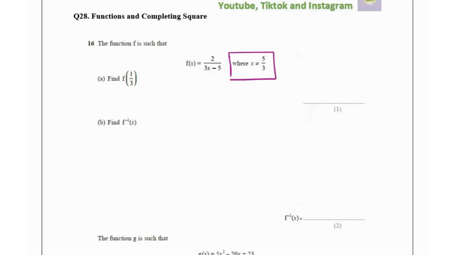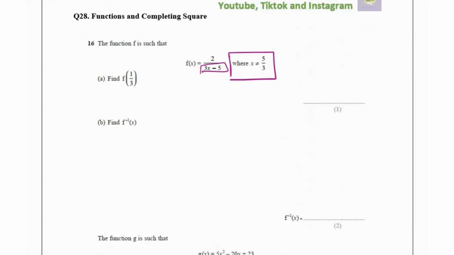If they're asking you to find the restriction, what you will do is put your denominator equal to 0, and whatever value of x you get, that is the value at which the function does not exist. The reason is that if you put 5 over 3 over here, it gives us 0 in the denominator, and anything divided by 0 is undefined, which means the function does not exist. Hence, to figure out the restriction of the domain, you will put the denominator equal to 0 when you have a rational function like this.